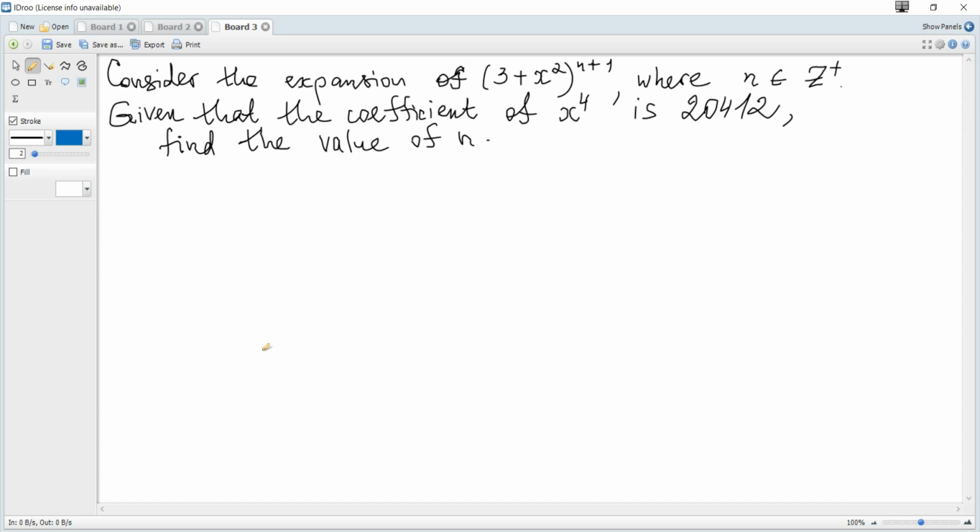Consider the expansion of (3 + x²)^(n+1), where n is a positive integer, given that the coefficient of x^4 is this value. Find the value of n.